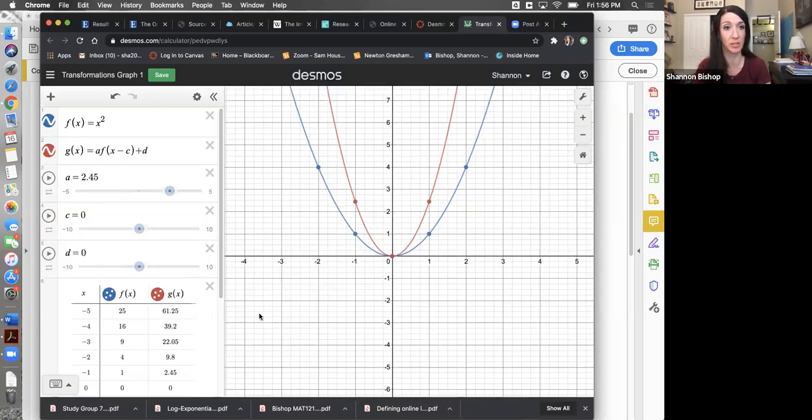Those are shifters. So we'll start with the D value because I think that was the first one that showed up on your document. So your observation for the D value was hopefully that it simply moves your graph up and down, vertically, up and down. That's it. It changes nothing else. The steepness does not change. Let me set my A value back to 1 so that we don't confuse ourselves here.